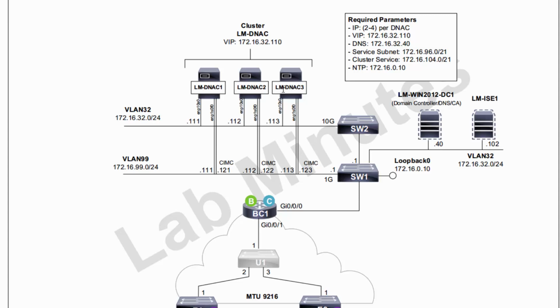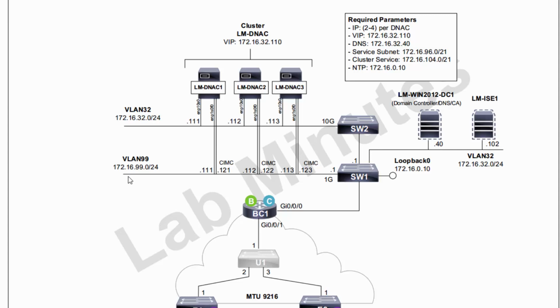Since these are 10 gig ports, we have a 10 gig switch, switch 2, that is used just to provide the 10 gig access. Switch 2 is then uplinked to switch 1, which is our main switch, and that's also where all of the SVIs are located, as well as the out-of-band management subnet.